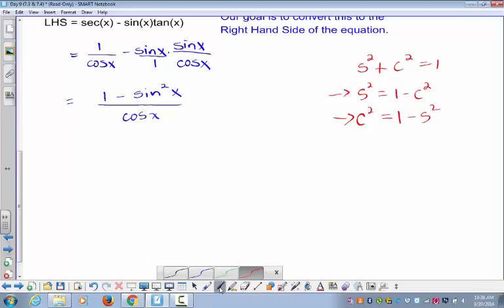So whenever you see a 1 minus cosine squared, it should be close at hand that you could replace that with a sine squared. Anytime you see a 1 minus sine squared, you should be able to see quickly that you could replace that with cosine squared. It doesn't always work. That might not be the correct process for a particular identity. But you need to be able to see that you can always turn sine squared into 1 minus cosine squared and cosine squared into 1 minus sine squared. And so 1 minus sine squared is cosine squared.